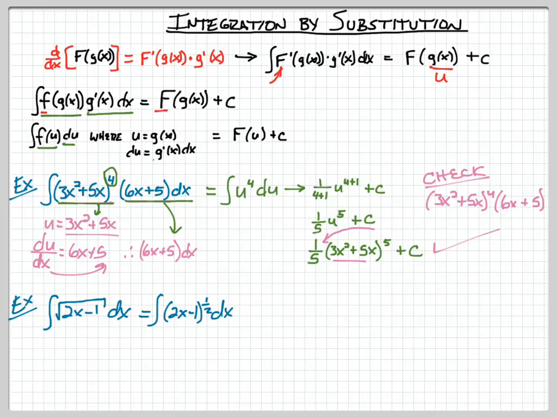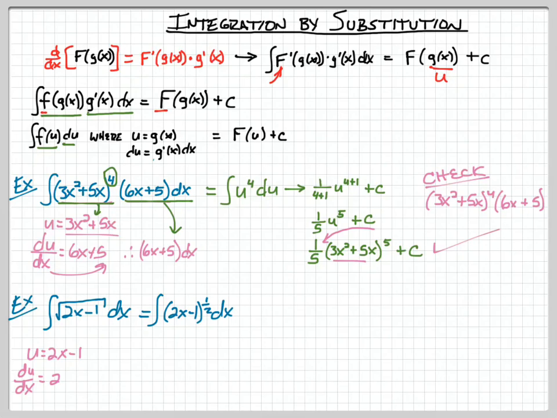Okay, so now we've got to set up what is u, what is du. We'll start by taking u. We'll just take what's inside the parentheses there. So we've got u equaling 2x minus 1. If we were to take the derivative of u with respect to x, that means we're just taking the derivative of 2x minus 1. So the derivative of u with respect to x is going to be 2.